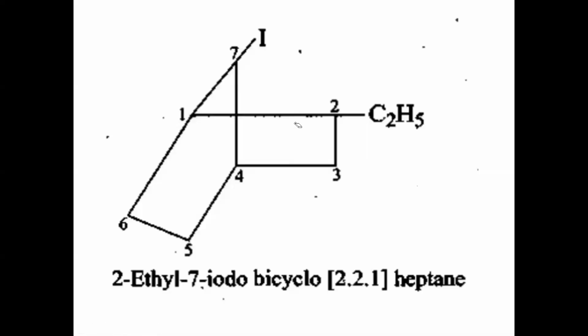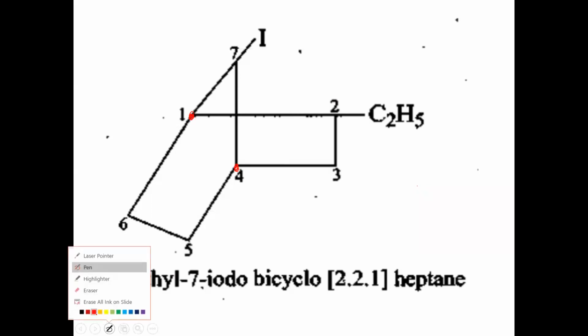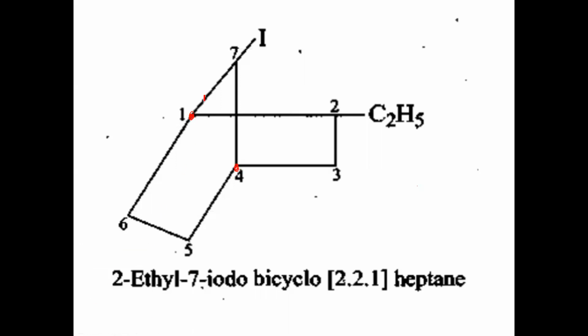So this is an example of what? Bicyclo compound. So in this bicyclo compound, here this carbon and this carbon, both the carbons are common for both the rings. These two carbons are common, this one and this one. So they are bridge head carbons, I told you.